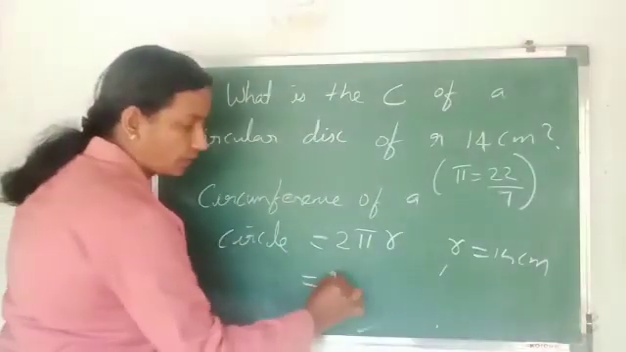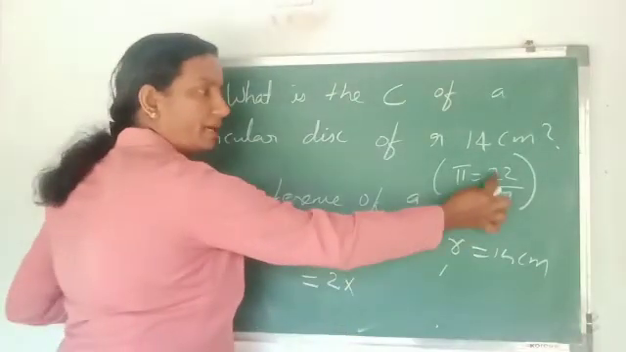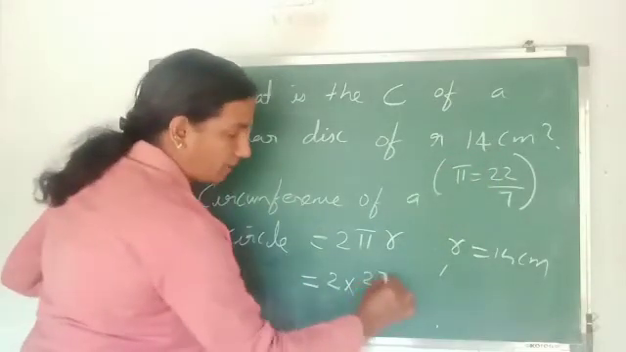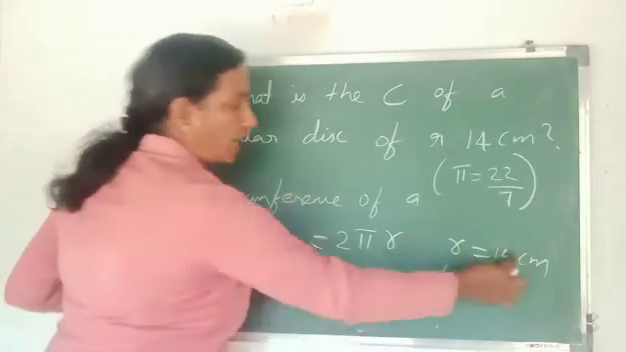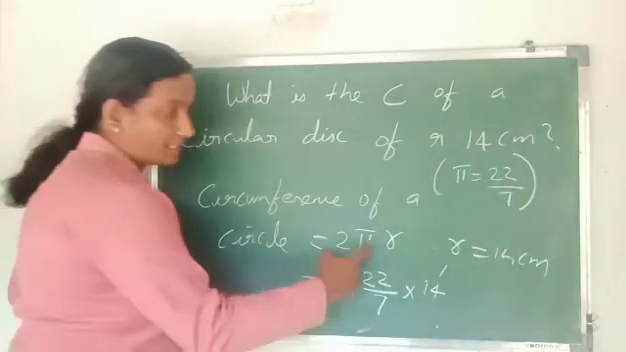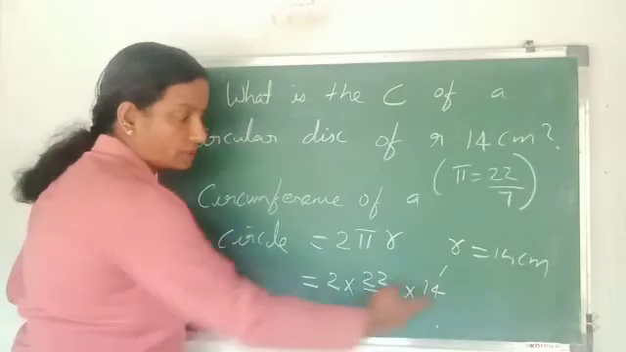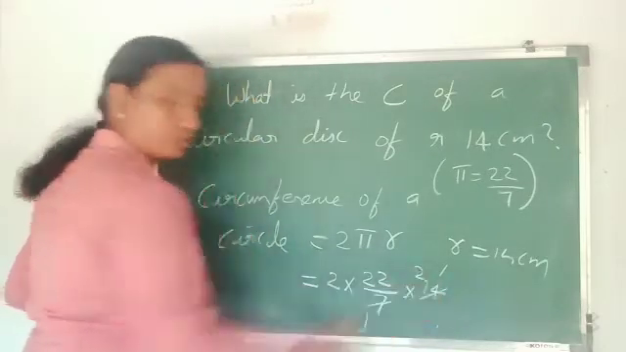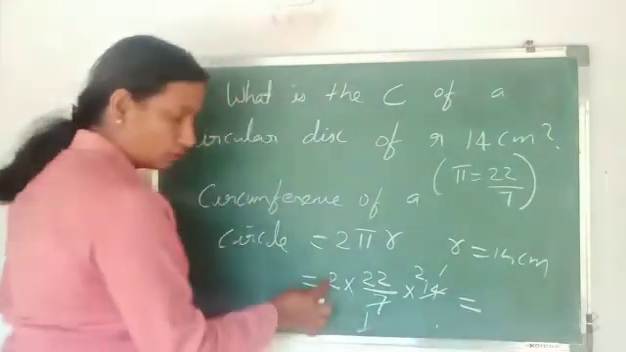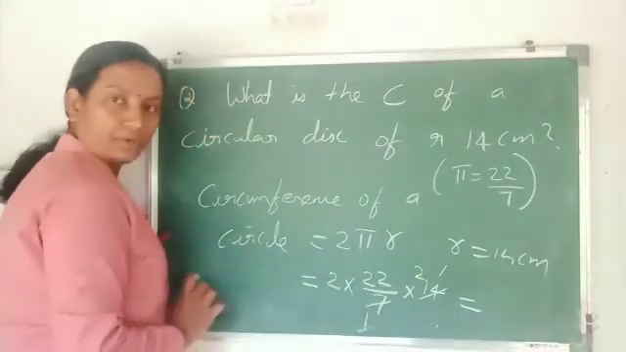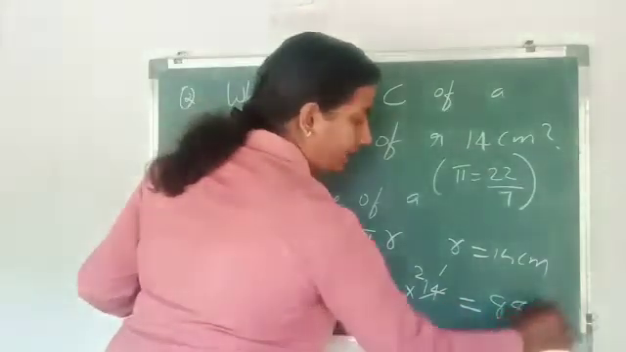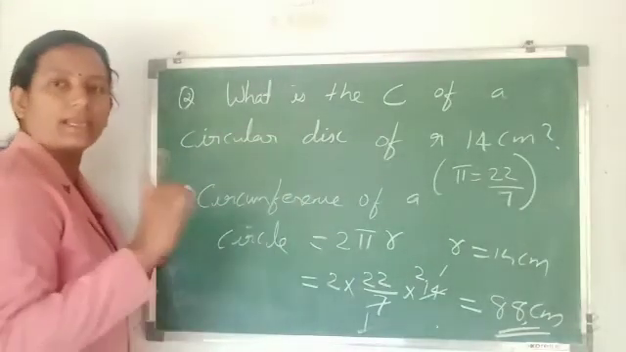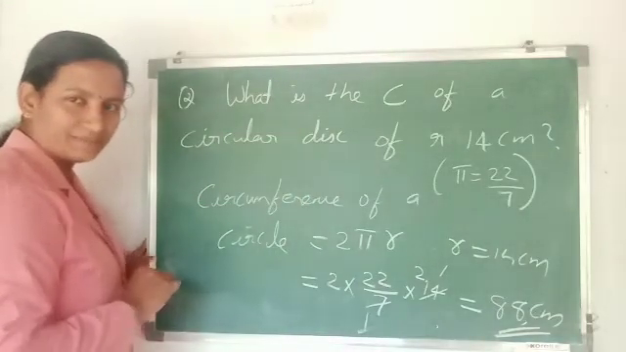Then just substitute the value. 2 into pi, which is given as 22 by 7, into r, which is 14. Why did we select pi equal to 22 by 7 now? Because here we can simplify. Common factor 7: 7 into 1, 7 into 2. Finally, it is 2 into 22 into 2. How much? It is 88 centimeter. So the circumference of that circular disc is 88 centimeter.